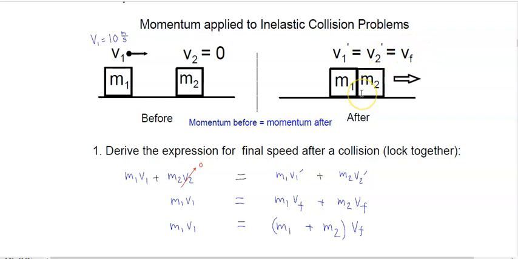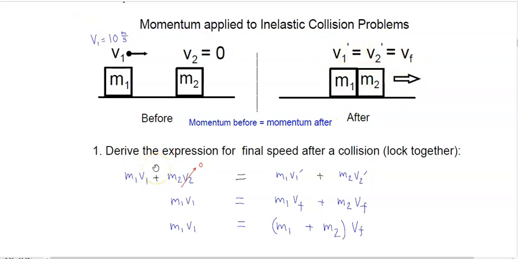So this system of two masses, which is now locked together, moves away at the same final speed, where each mass, m1 and m2, move away together at v1 prime equaling v2 prime. Now let's derive an expression for the final speed of the group after the collision. So we have two individual masses before the collision, and we have the two masses locked together after the collision. Let's determine the final speed of the group based on the conservation of momentum.